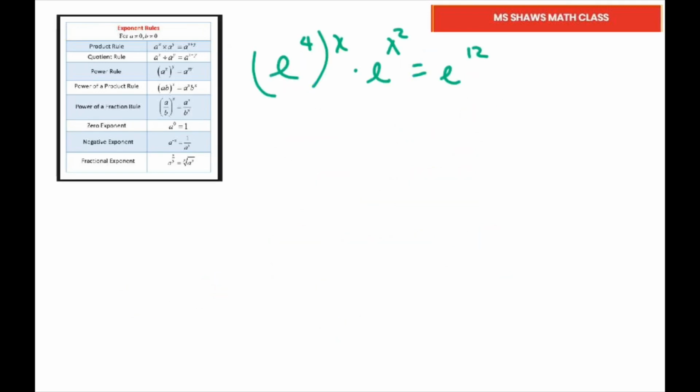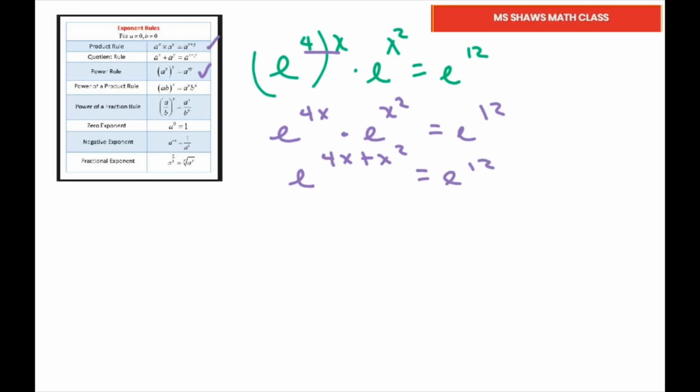And for the last one, I'm going to use my power rule and multiply those two. So that's e to the 4x times e to the x squared equals e squared. Now I'm going to use my product rule. So it's going to be e to the 4x plus x squared equals e squared. You can't cross out the e's till you only have one on each side. For example, you can't cross them out here. That's a big no-no. So you have to have one base on each side. Now that we have that, we can disregard those.